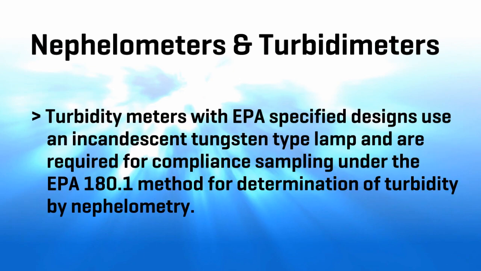But if you're under the EPA, then you're probably going to want to have a tungsten light source in there, unless you're using a meter that has a specific exemption, and there are only a few of those. You really have to look on EPA's site or contact the EPA to find out which particular ones they are. So that'll be part of the research you do before you make a purchase.